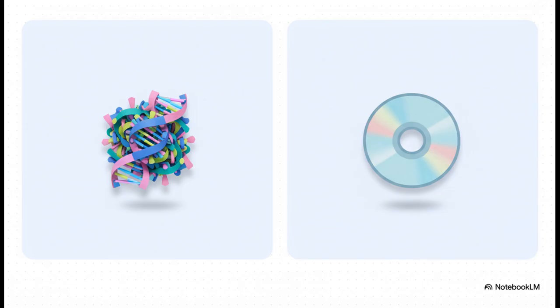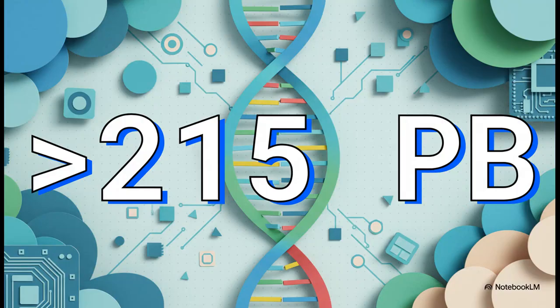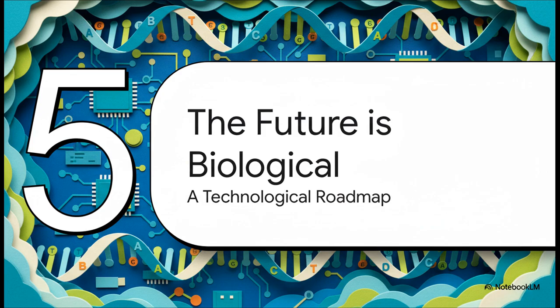On top of that, DNA is incredibly stable. It can survive for thousands of years, while our digital data can degrade in just a few decades. To put that into perspective, scientists estimate that a single gram of DNA could, in theory, store over 215 petabytes of data. That is a mind-boggling number. That's every movie ever made, every book ever written, every song ever recorded, all fitting in the palm of your hand.